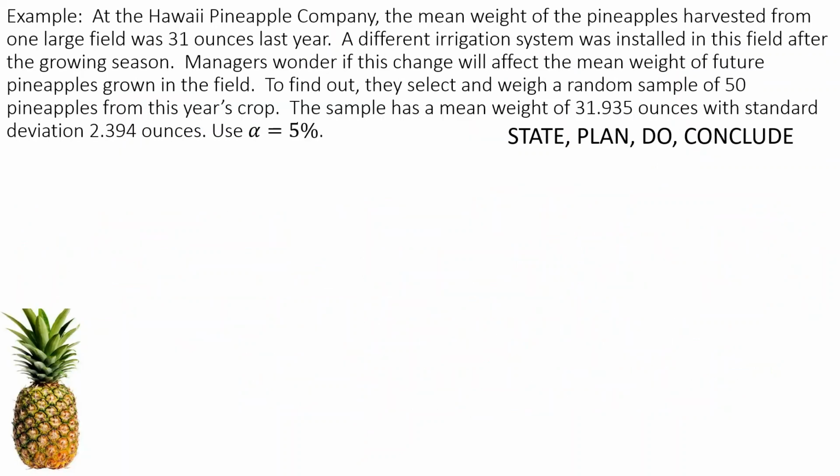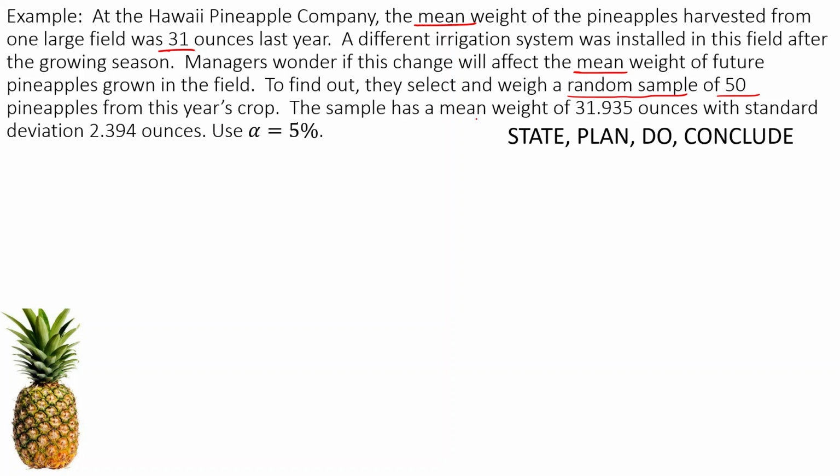All right, here's another example. At the Hawaii Pineapple Company, the mean weight of the pineapples harvested from one large field is 31 ounces last year. So this was the mean weight from a large field last year. A different irrigation system was installed in the field after the growing season. Managers wonder if this change will affect the mean weight, again talking about mean weight, of future pineapples grown in the field. To find out, they select the weight of a random sample of 50 pineapples from this year's crop.